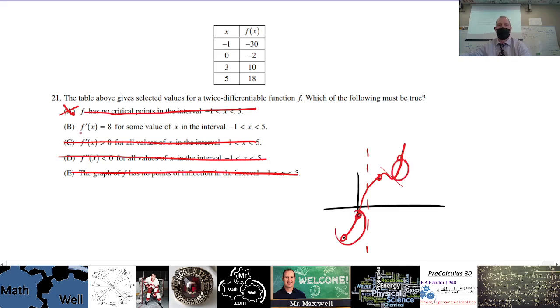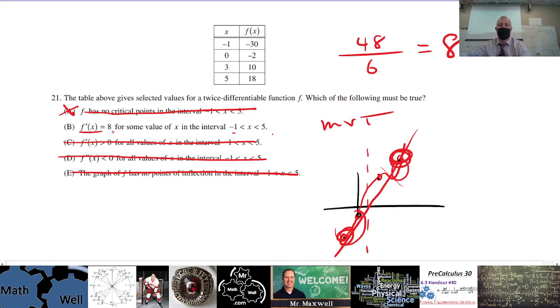Let's take a look at B. f prime is equal to 8 for some value on -1 to 5. Well, if we take a look at the total distance between -30 and 18, that's 48, right? So 18 minus -30 is 48. What's 5 minus -1? That's 6. So it appears that our secant line slope here is 8. Wow. MVT says that at some point x on the interval, there has to be a point where the derivative is also equal to 8. So according to MVT, looks like B should be your answer.